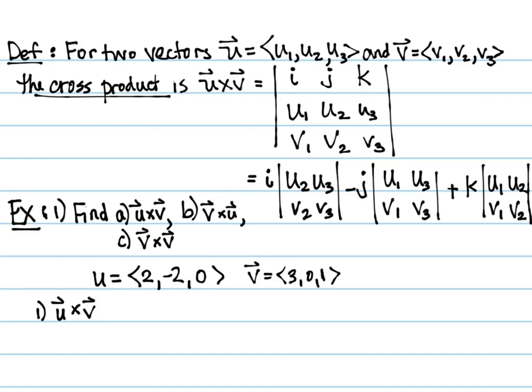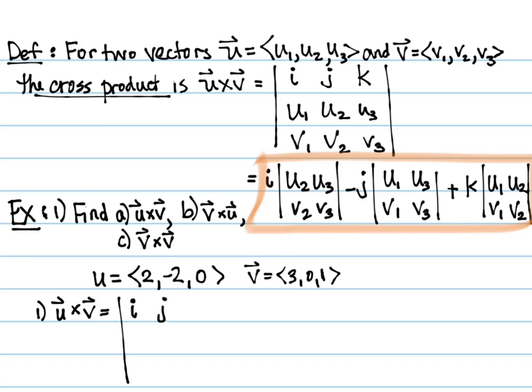If you don't need to see the big 3x3 and you can jump immediately into this version of it, that's fine as well. It doesn't matter to me, but I'll write the first one out just in case it helps you to see. So we're doing I, J, K. We have 2, negative 2, 0, and 3, 0, 1. I, J, and K are not actual numbers, they're the vector component hats, the directions i, j, k in 3 dimensions.